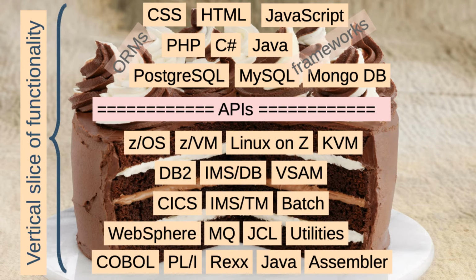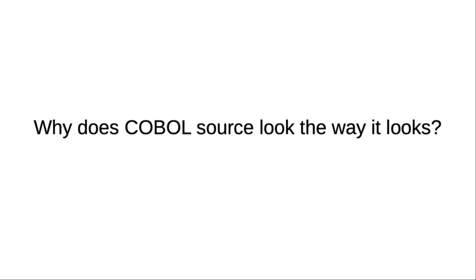After all, the cake goes all the way down to the plate. Cobol source code looks different from code in most languages we use today. Why does it look the way it does?